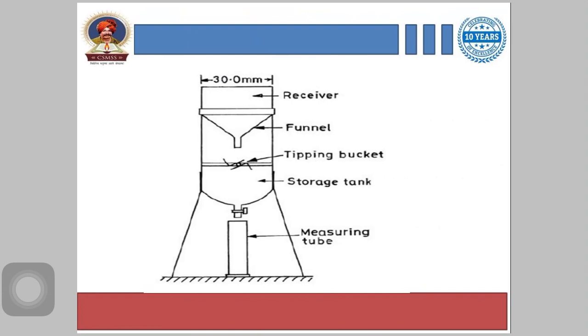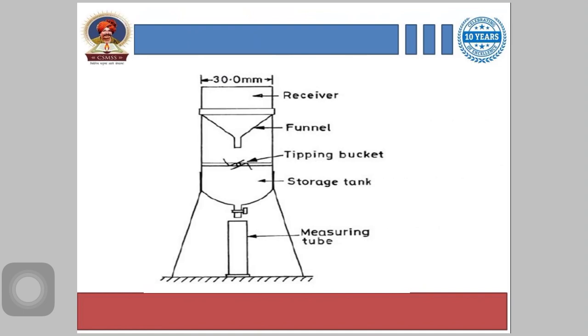This is how it is constructed. For the functioning of this tipping bucket type, the tipping of the bucket is connected to an electric circuit, and this circuit makes a pen mark on a record sheet which is mounted on a clock driven revolving drum. Each mark on the record sheet is equal to 0.25 mm of rainfall, and by counting the number of marks on the sheet, the intensity of the rainfall can be determined.